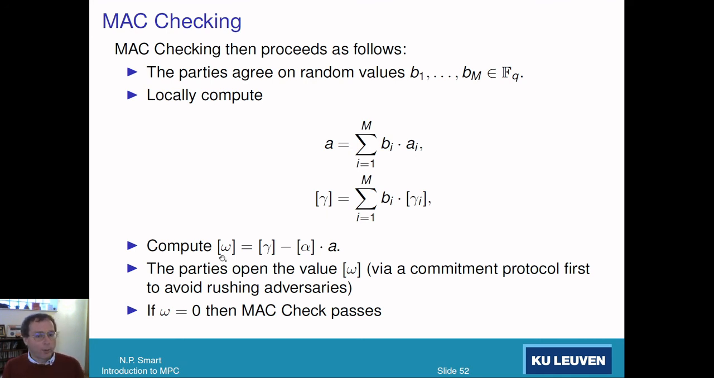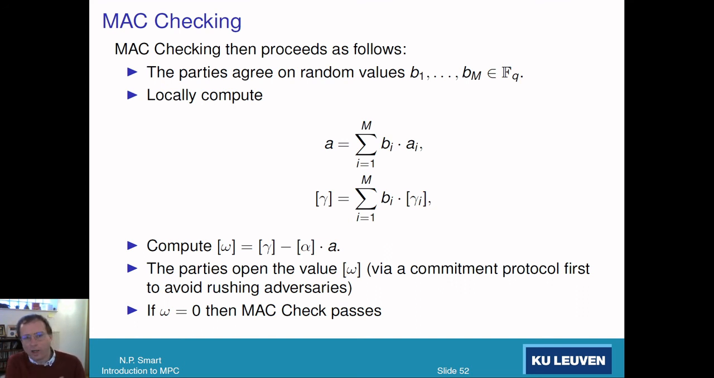But the way we want to do this, we first commit to our shares of omega, and then we open them. This is to avoid a rushing adversary, because if we didn't do commit and open, the person who went last, if they were the cheater, could send a value which would make omega always equal to 0. So the first thing they have to do is commit to what they're going to open, and then once we've got all the commitments, everyone opens, so no one has this problem of who goes first or last. Then we just check whether omega is equal to 0, and that then is consistent.